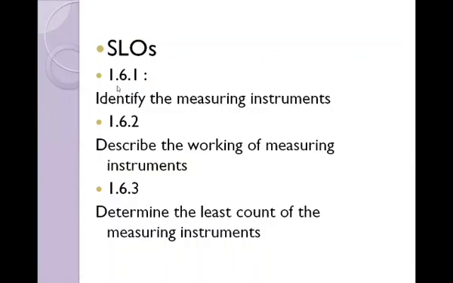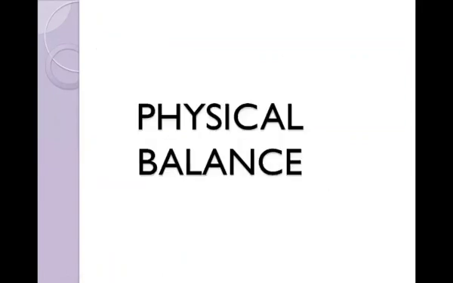The SLOs we are going to cover are 1.6.1 identify the measuring instrument, 1.6.2 describe the working of measuring instrument, 1.6.3 determine the least count of the measuring instruments. In this SLO, we are going to cover different measuring instruments and physical balance is one of them. So today we are going to study about physical balance.